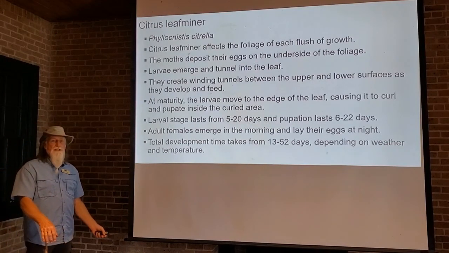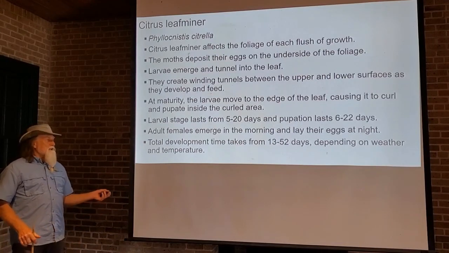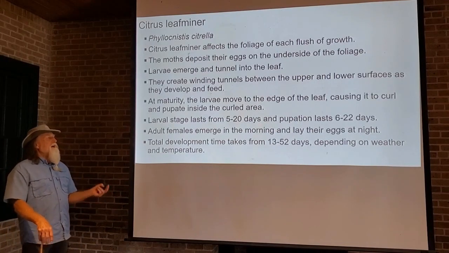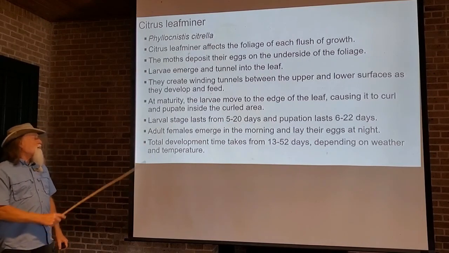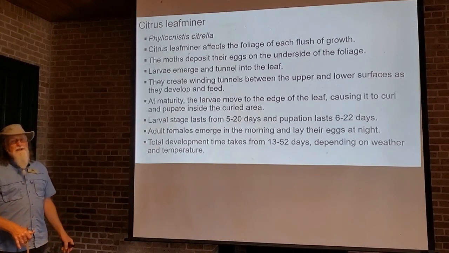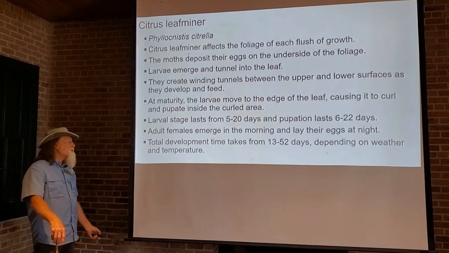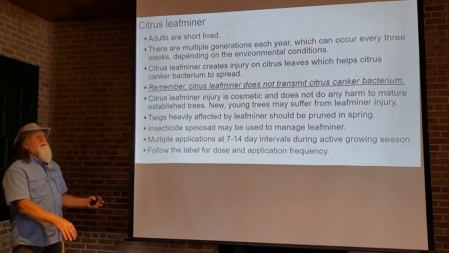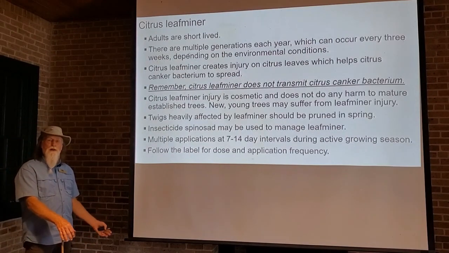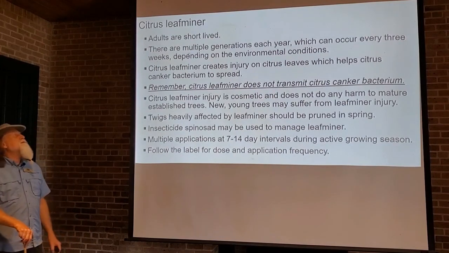Once the pupal stage is passed and they become adults, the adult females will emerge, usually in the morning, flying around, then they mate and then lay their eggs at night. So the total development time for one generation of the citrus leaf miner is anywhere from 13 to 52 days, depending on the weather and the temperature. By looking at that, you can see there can be quite a few generations of these little moths in a normal year.